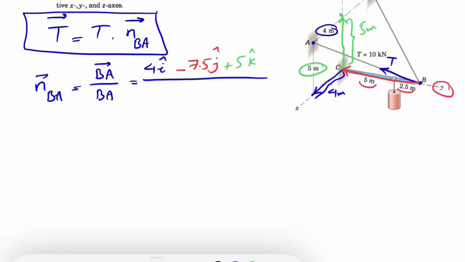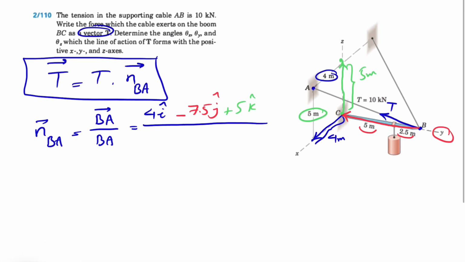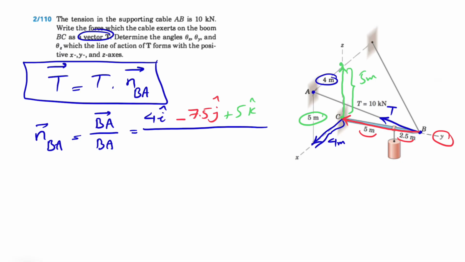So don't get scared by how we're going to find the magnitude, and don't confuse this one with what we have for the magnitude of the cable, which is 10 kilonewton. That's for the next step. We're still not there yet. So the square root of 4 squared plus 7.5 squared plus 5 squared. No need to be worried about the negative sign because it's going to the power of 2, so it will be cancelled out anyway. So that's pretty much it.